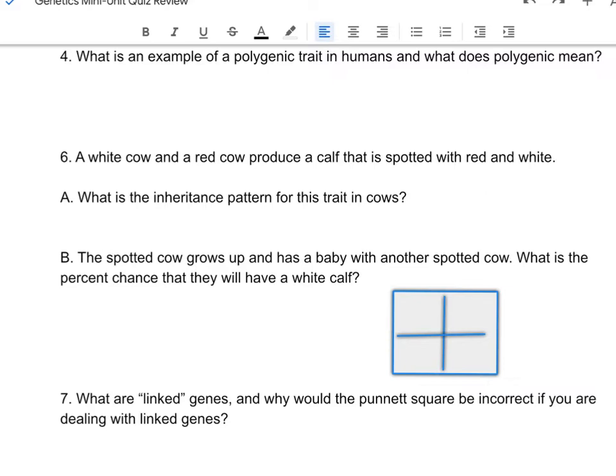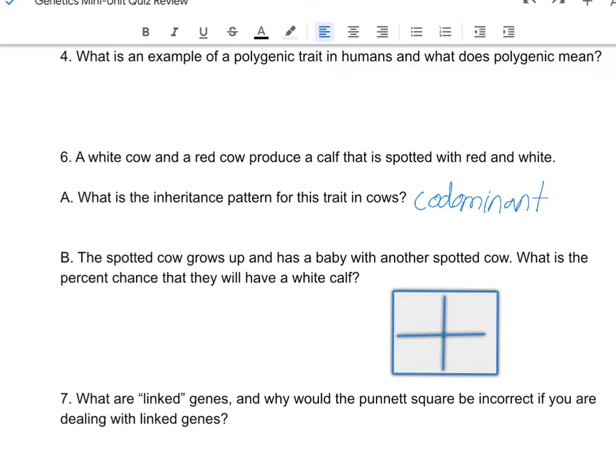Now on number 6, we're looking at cows, and we have a white cow and a red cow, and they produce a calf that is spotted with red and white. Since there is both red and white, and they're not blended together to make pink, that would be a codominant trait, where incomplete dominance would have been if they blended together. But in this case, we get spots of both colors, so that would be a codominant trait.